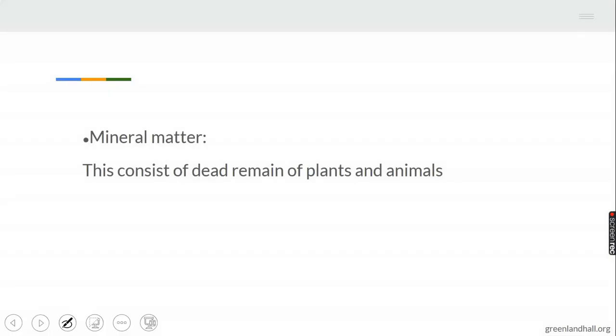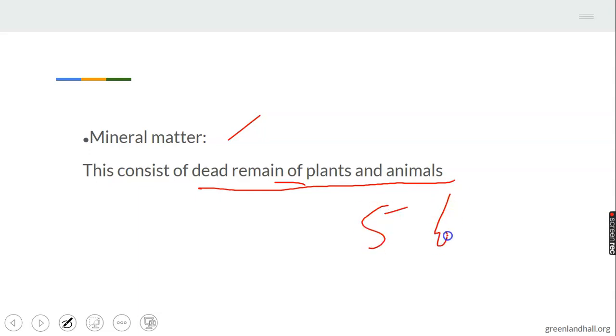The second one is organic matter. It represents the remains of decomposition of plants and animals. Take note of the word: dead remains of plants and animals. It consists of about 5% of the total volume of soil.